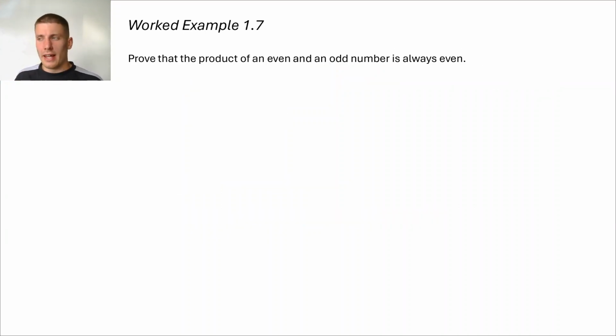Let's talk about this in a little bit of detail. Worked example 1.7 says, prove that the product, so if you're multiplying an even and an odd number together, the result is always even. To think about this, it is saying if you take an even number like 2 and an odd number like 3 and you multiply them, it is always even, right? We can see with this basic example, 2 by 3 is equal to 6. But unfortunately, that is not going to cut the mustard.